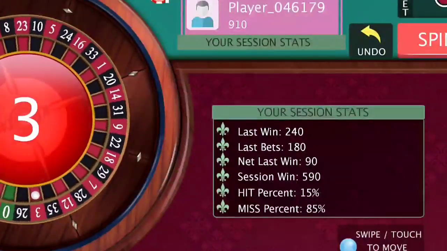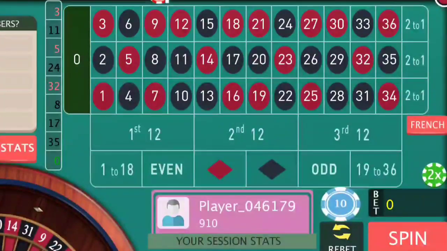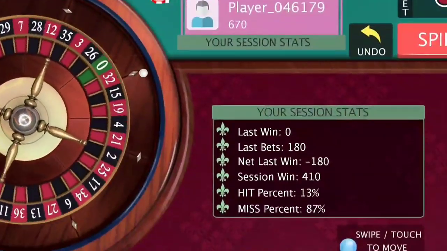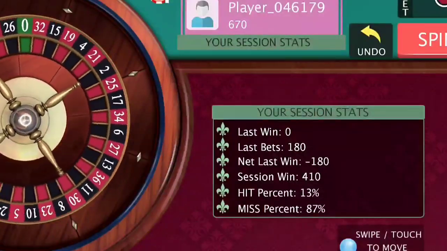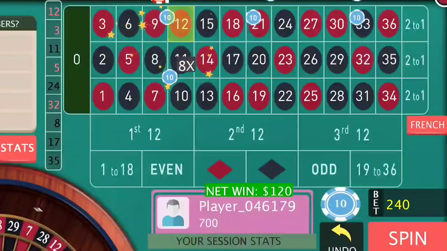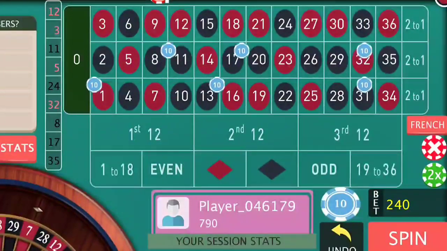It's number 3. Again a losing spin. So this time I just rebet and add one more unit to all those positions where I have put all the bets. It's number 12, a winning number. So I just rebet and play.